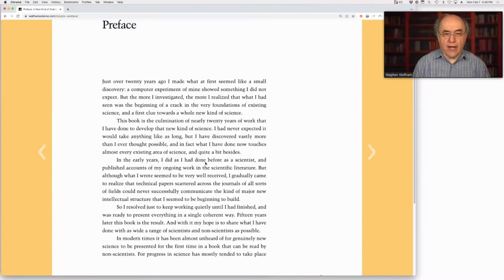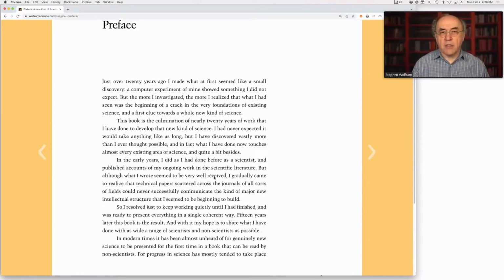I talked about the fact that before, I'd done what I'd done as a scientist and just published papers in the scientific literature. And that went very well, actually. I mean, it was very successful. But what I realized is if you have a big thing to talk about, you can't scatter it over 500 papers. People will never understand it. It's an incredibly user hostile approach to presenting things.